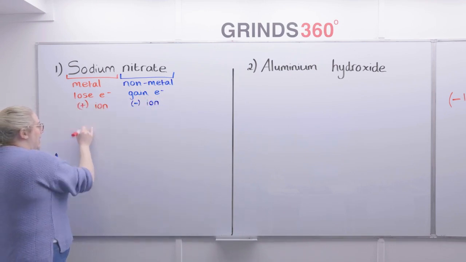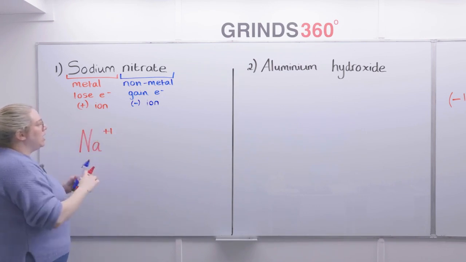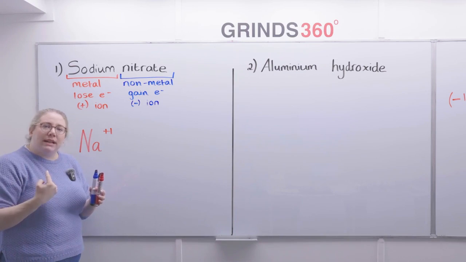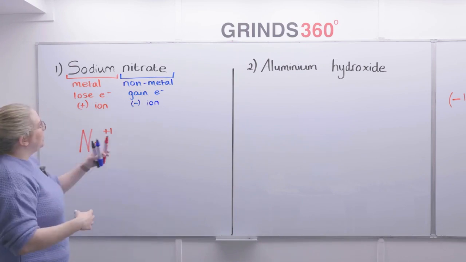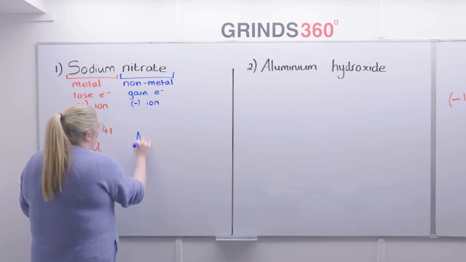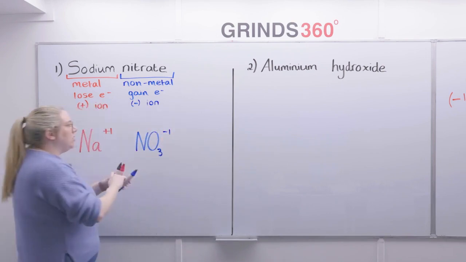Sodium is Na. It's in group 1, so it has a +1 charge. Group 1 elements have 1 electron in the outer energy level. They lose 1 electron to get a stable outer octet. Nitrate is NO3 -1. Now you check your charges.